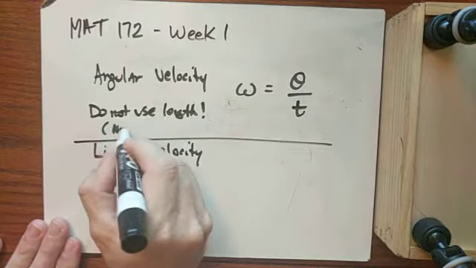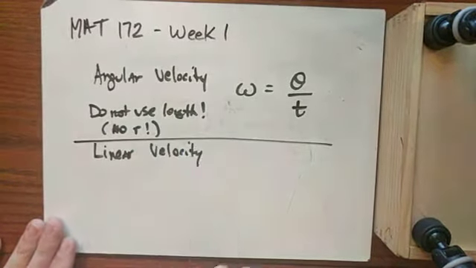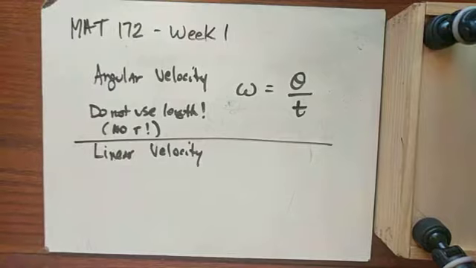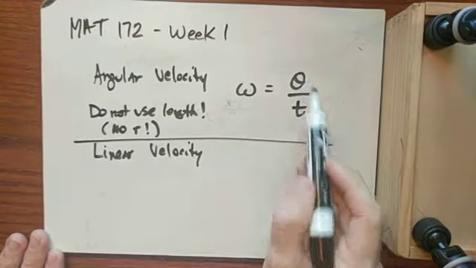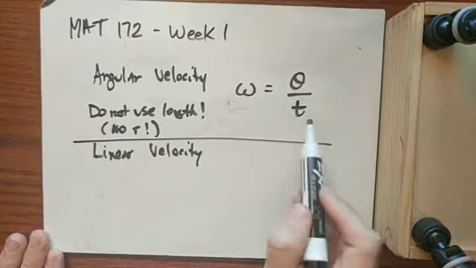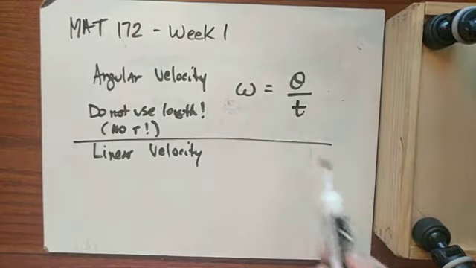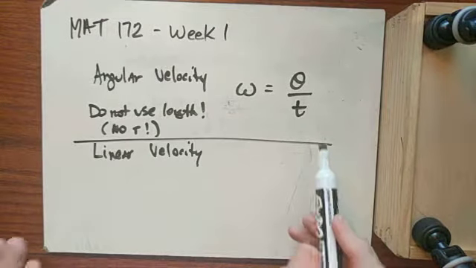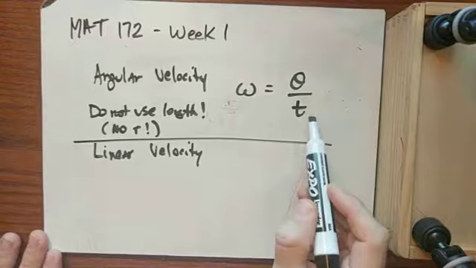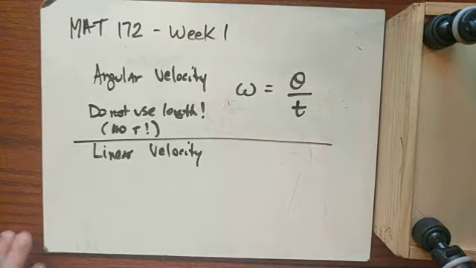So no radius up there. Only need an angle in radians and the time it takes to cover that angle. So if you're covering pi radians in 3 seconds, then it would be pi divided by 3. It would be the angular velocity.